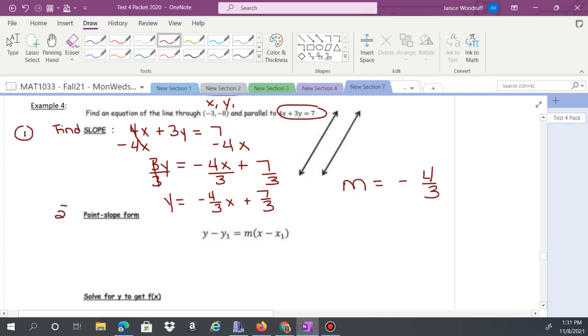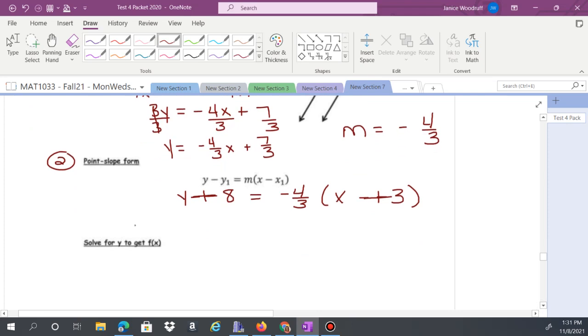Step 2, point slope form. So we'll go y minus our y1, negative 8, equals -4/3 times x minus our x1, -3. Okay, so this double negative turns to plus. Same with this one over here. And then step 3, solve for y.